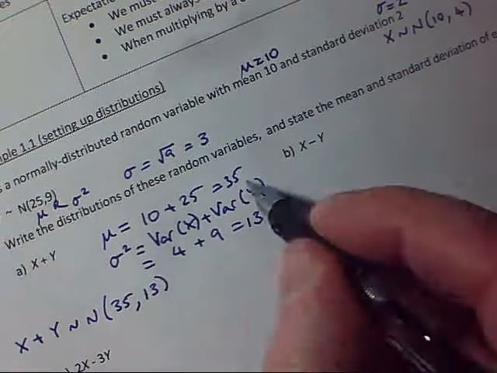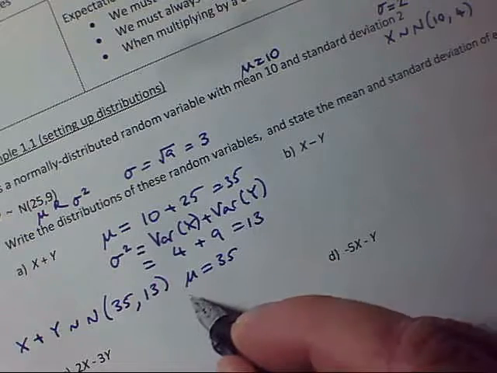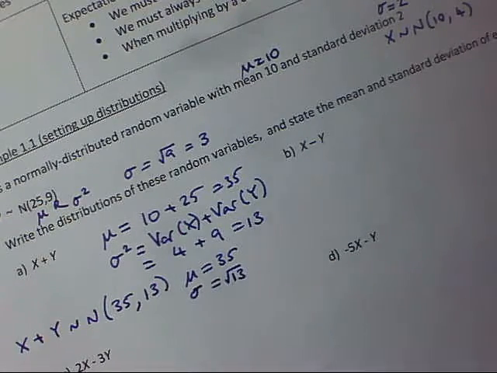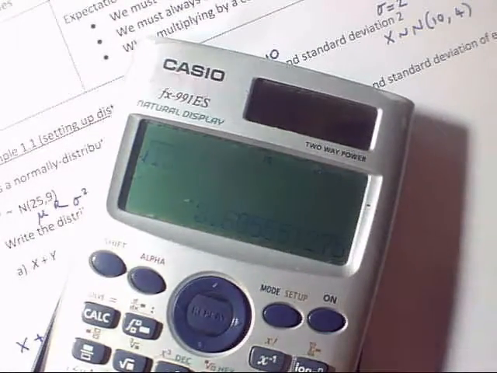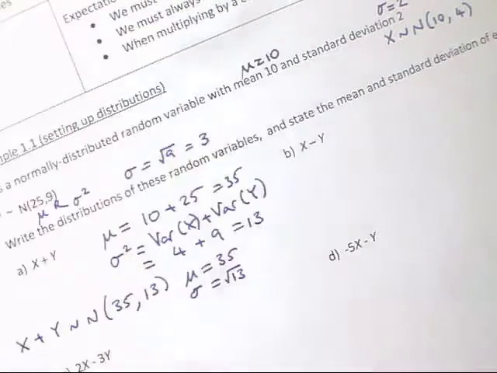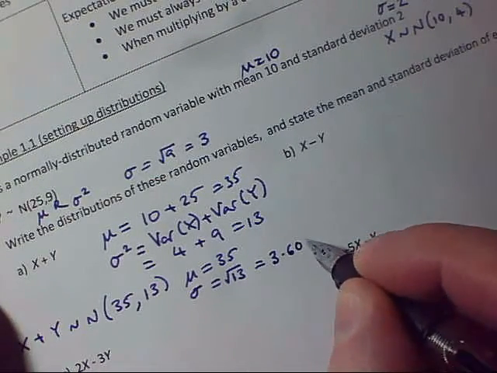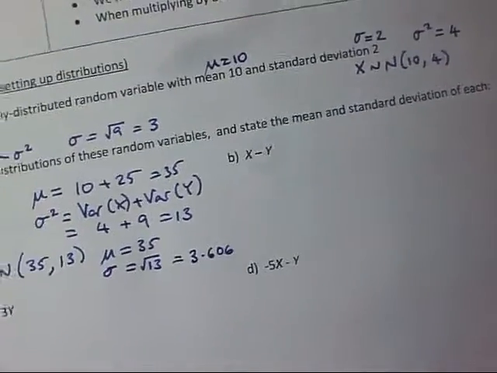But the question asks me for the mean and standard deviation of each. So I've already stated the mean is 35, but let's write it here. Mu equals 35, and the standard deviation sigma is the square root of 13, which I can leave as a surd, which just means a square root, or I can do the square root of 13 on my calculator, and I can see it's 3.606, to 4 significant figures.